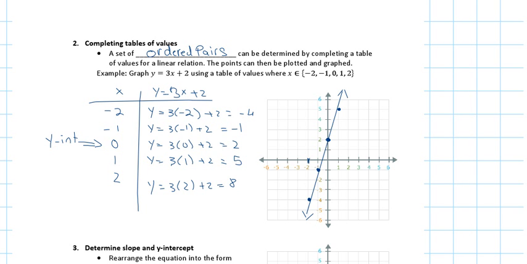So this is basically graphing a line using a table of values. This method you can use for any kind of function. Okay? It doesn't have to be only for a linear function. Any questions about this? All right.